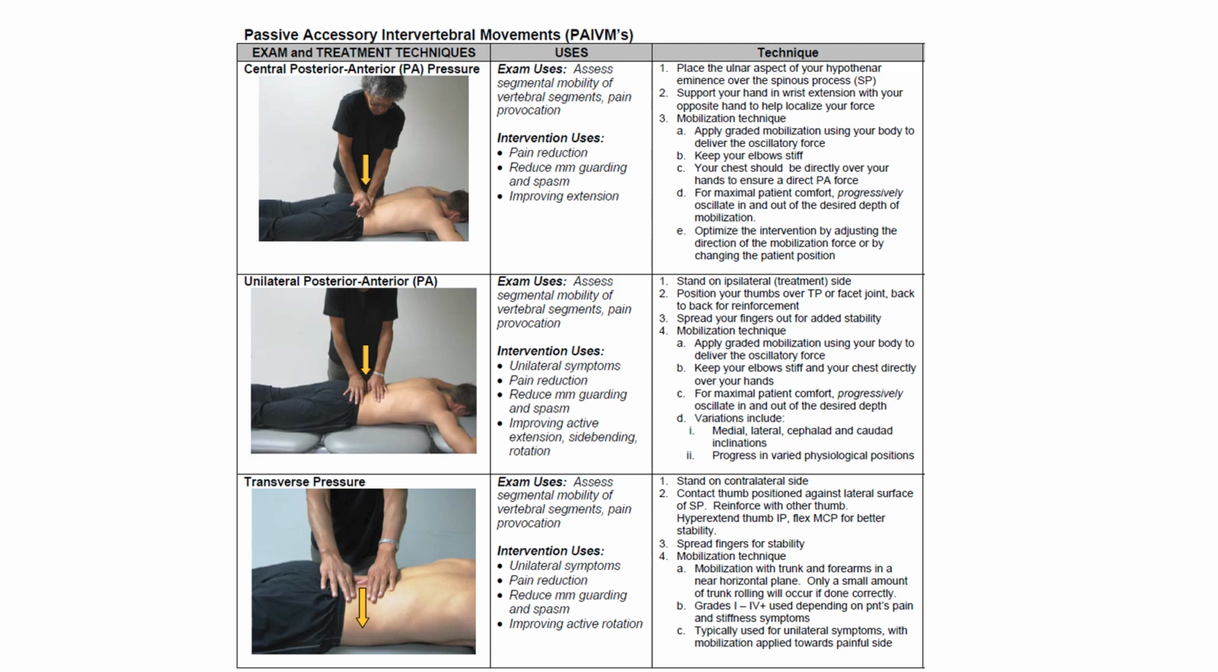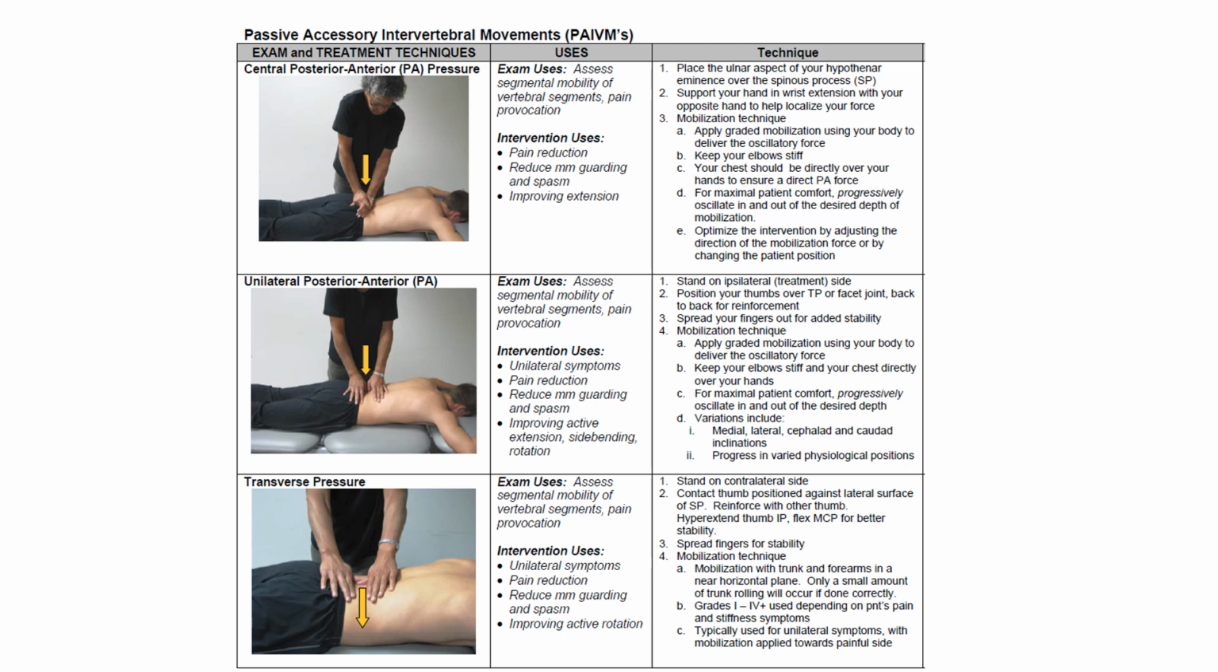And this is what that particular handout looks like for our assessment of passive accessory intervertebral movements, or PAVMs. You can see in the top image there, the examiner is doing a central posterior to anterior pressure using that same horse and jockey technique that we've talked about before with respect to hand placement for the thoracic spine. And then we're looking at a unilateral posterior to anterior pressure on the picture next to that. And then the photograph down at the bottom looking at a transverse pressure as well.